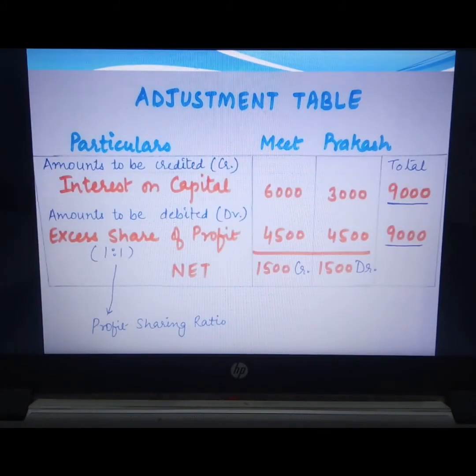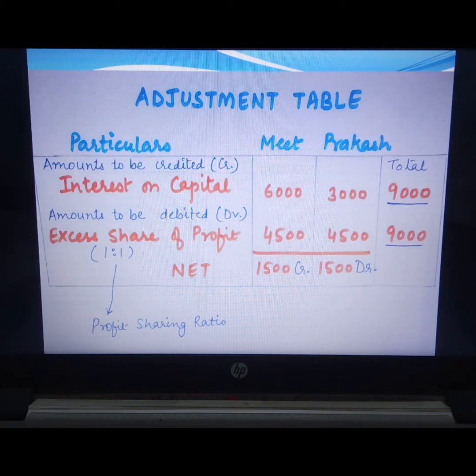Students always remember, when this question comes as a 4 marks question, 2 marks are for the adjustment table and 2 marks are for the journal entry. So do not forget that you have to prepare the adjustment table as well in this case. While preparing the adjustment table, it is shown clearly that Meet and Prakash were to be credited with rupees 6,000 and 3,000. Look at this, the amounts to be credited, which is the interest on capital in this case.